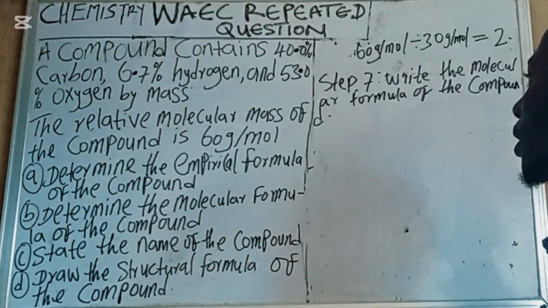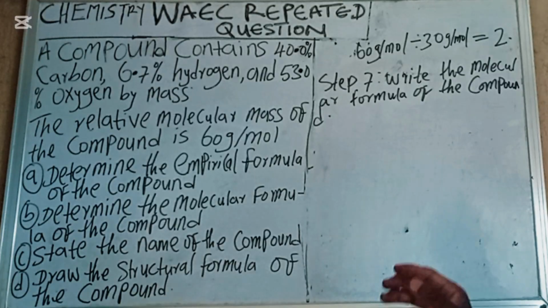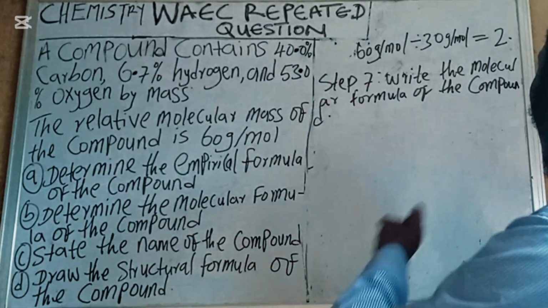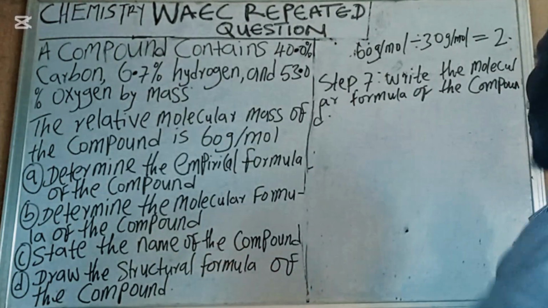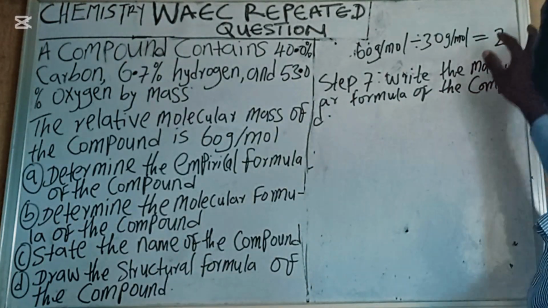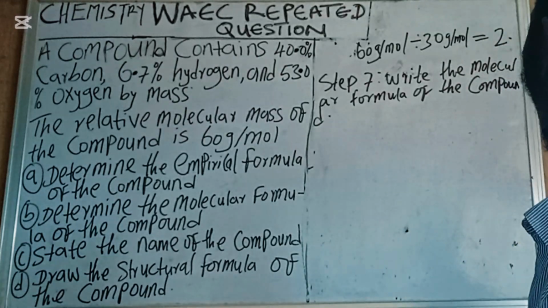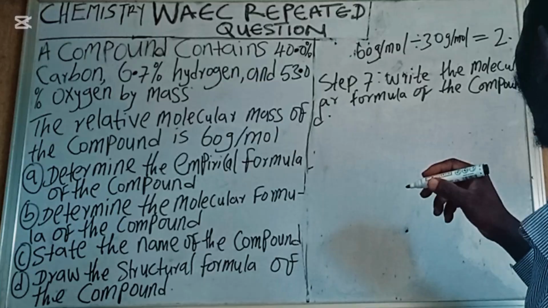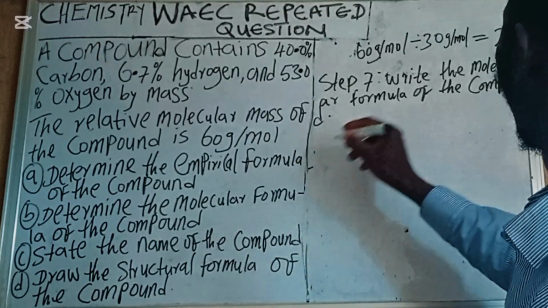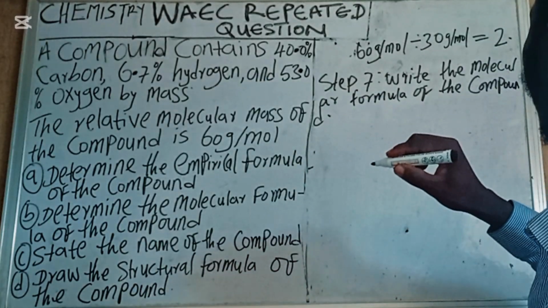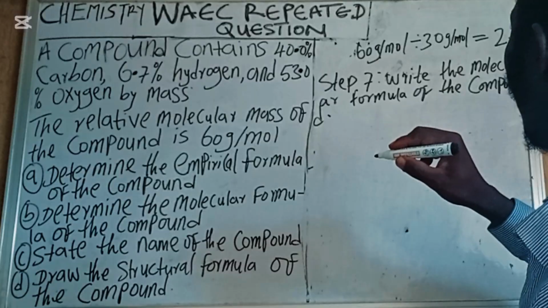So this step is a little bit difficult, but let me make it in such a way that it becomes simple to you guys. Now in this step we are to write the molecular formula of the compound. Now we have a value of 2 here, so we will get the molecular formula from multiplying our empirical formula by 2.